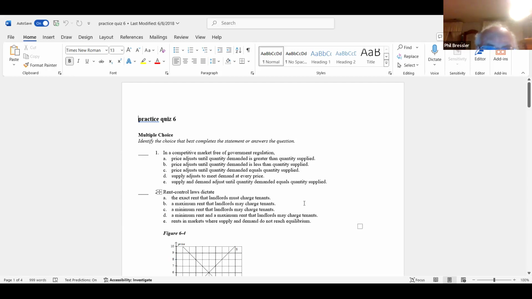All right, Andrew, number 2, rent control laws dictate. Okay. So it's the maximum rent the landlords could charge. That's why it's a price ceiling. It's just by definition, the maximum rent landlords could charge. All right, number 6.